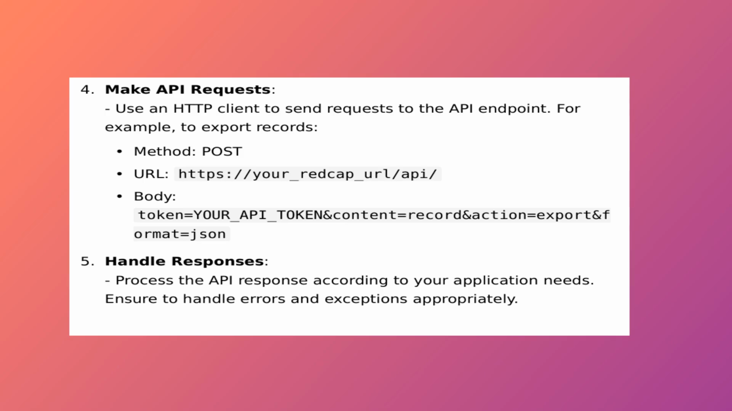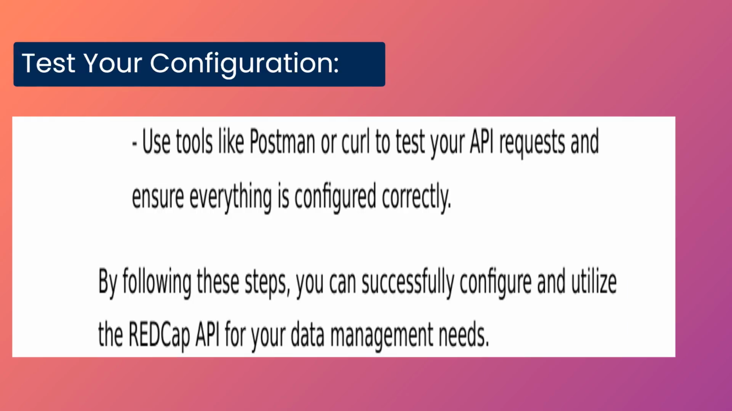5. Handle responses. Process the API response according to your application needs. Ensure to handle errors and exceptions appropriately. 6. Test your configuration. Use tools like Postman or curl to test your API requests and ensure everything is configured correctly. By following these steps, you can successfully configure and utilize the REDCap API for your data management needs.